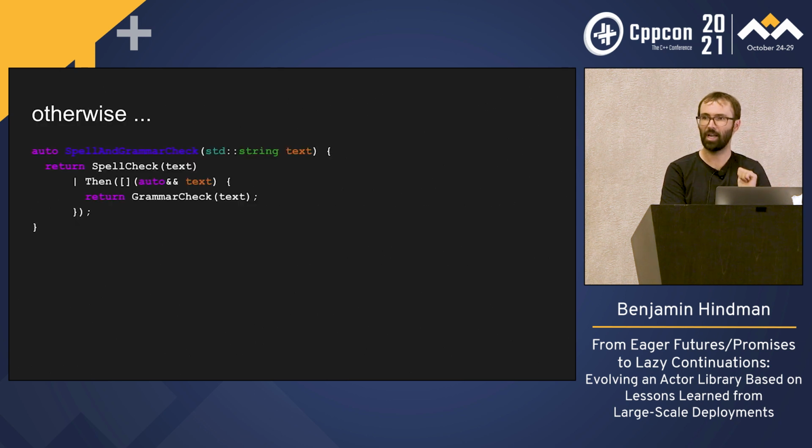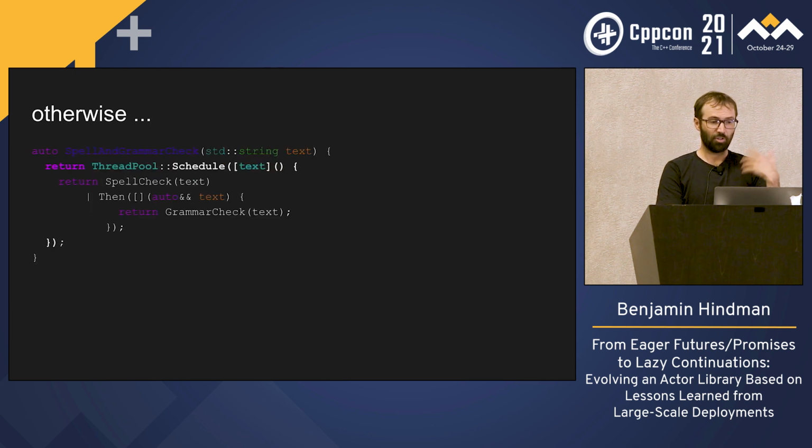If we don't do it that way, we run into situations like this, where let's say we wanted to run SpellCheck and GrammarCheck on a thread pool. We'd say, all right, great, we're going to execute this code. We're going to schedule it on a thread pool. Then we found ourselves having to do this.